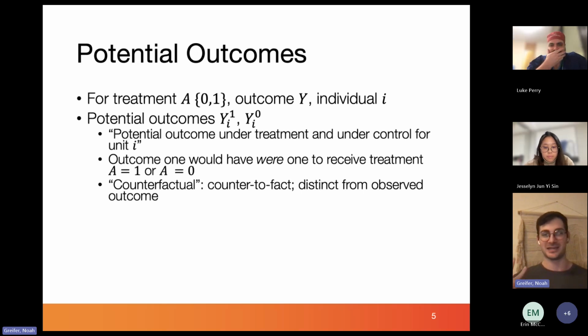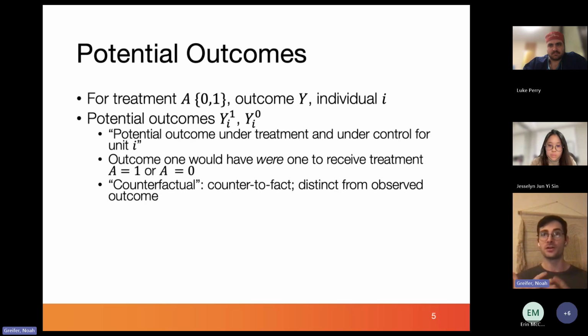We can define these potential outcomes, which are the outcomes that one would have were one to receive the treatment or were one to receive the control. These are written as Y superscript 1 for the potential outcome under treatment and Y superscript 0 for the potential outcome under control. These are sometimes described as counterfactuals, which is to say they are counter to fact. They are distinct from the observed outcome. They are a kind of hypothetical outcome that would occur under different scenarios of treatment.